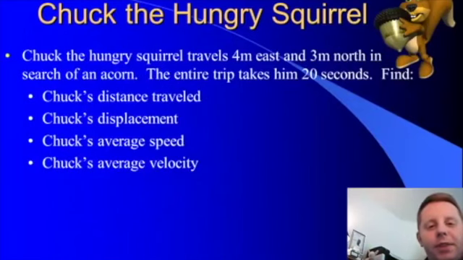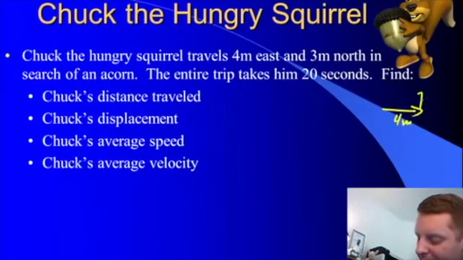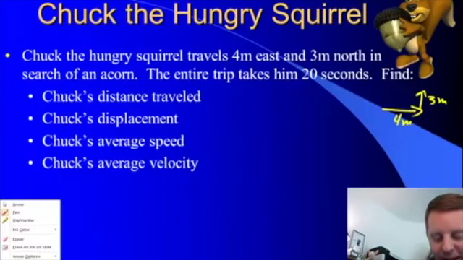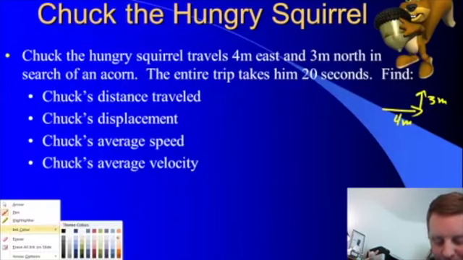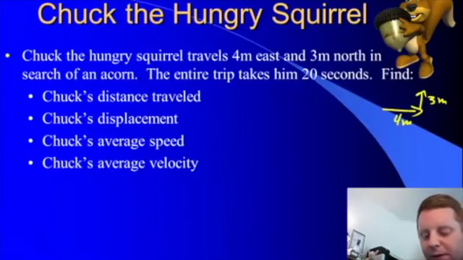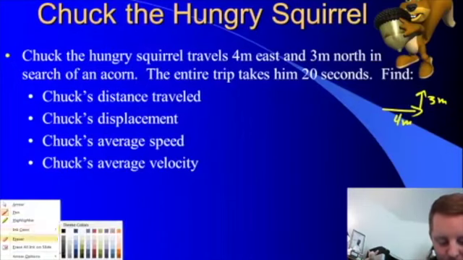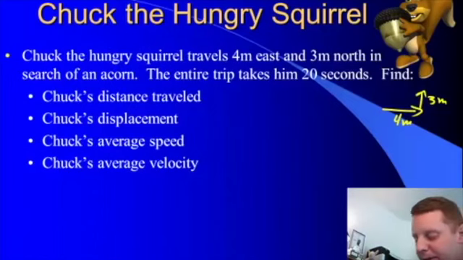Let's see if we can put this all together as we talk about a problem involving our friend Chuck the hungry squirrel. Chuck travels 4 meters east and then 3 meters north in a quest to find a lovely little acorn. As he's on that quest, we want to know his distance traveled. Well, distance traveled is pretty straightforward. If he went 4 east and 3 north, he must have traveled a total distance of 7 meters.